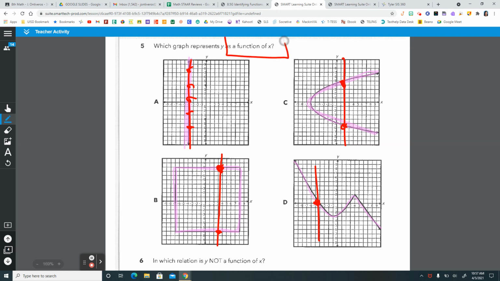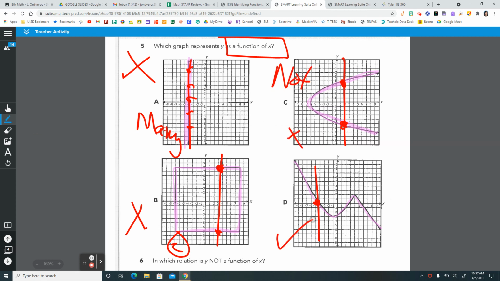So the question is, which one is a function? You can tell if here you're touching many points, then that's not a function. Here you're touching 2 points, it's not a function. Here you're touching 2 points, it's not a function. And this one is a function because you only touch 1 point. And that's basically what you need to know for this lesson.